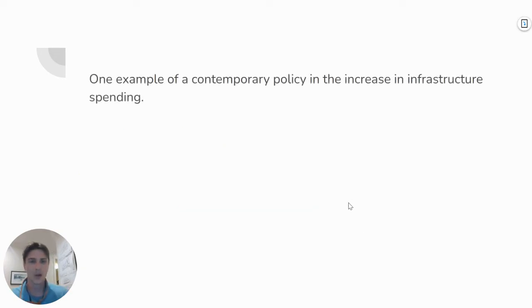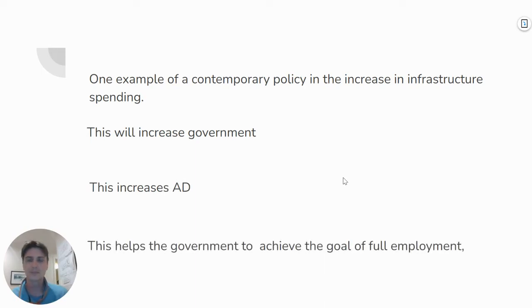All right, so here is an example of an answer that's not very impressive, but it's correct. One example of a contemporary policy is the increase in infrastructure spending. This will increase government spending, that should say, and increase AD, and this helps us to achieve the goal of full employment. All of this is true and correct, but it's not worth 4 marks. So pause now and think about how you personally would add to this question. How would you get some meat on these bones to really make this answer stand out?